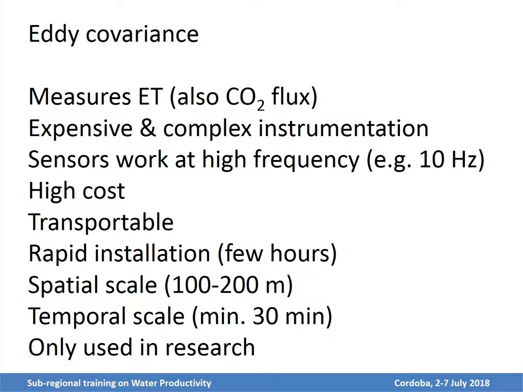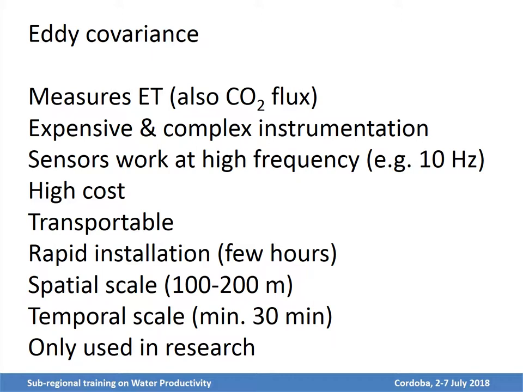Micrometeorological methods include those related to the energy balance of the crop and eddy covariance. Eddy covariance is the most sophisticated micrometeorological method for measuring evapotranspiration and also other scalars like CO2. It is very expensive and complex instrumentation, and is based on detection of different scalars or wind at very high frequency, up to 10 Hertz. Apart from a high cost, it has an advantage, which is that we can transport the instrument. It can be installed in a few hours on a new location and kept there for, let's say, a few days, and then moved to another location.